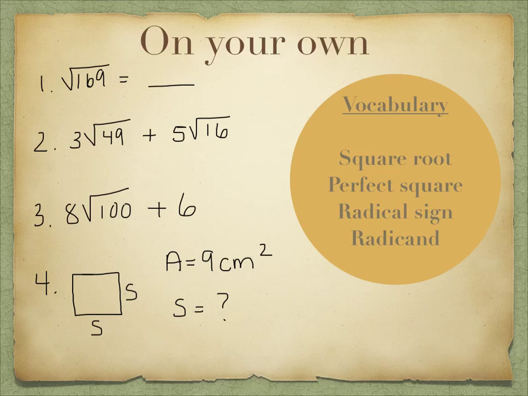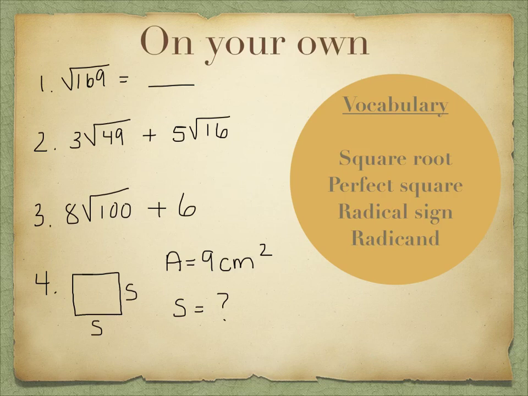You have 4 problems to do on your own. The first one is asking you to find the square root of 169. Number 2 is asking you to evaluate the expression. Number 3, you need to evaluate again. And number 4 is asking for the length of the sides in the square that is drawn.